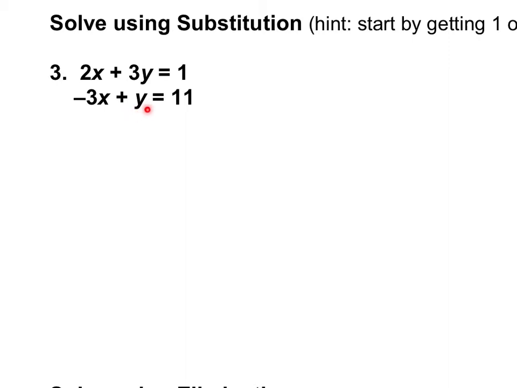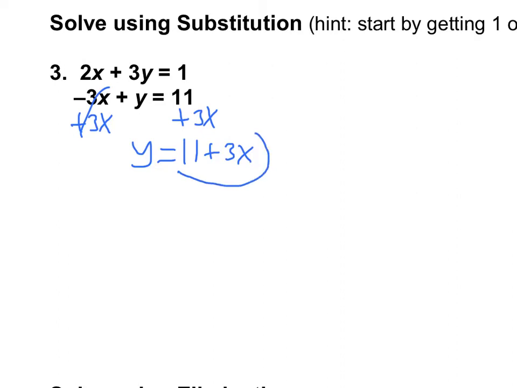But to get it totally by itself, we need to get rid of this -3x. So we will add 3x to both sides of that equation. So now I'll have y equals, and if you want to just leave it in that order, you can, 11 plus 3x. And now the main part of substitution is where you're going to take what y equals, 11 plus 3x, and you're going to plug it into the other equation for y.